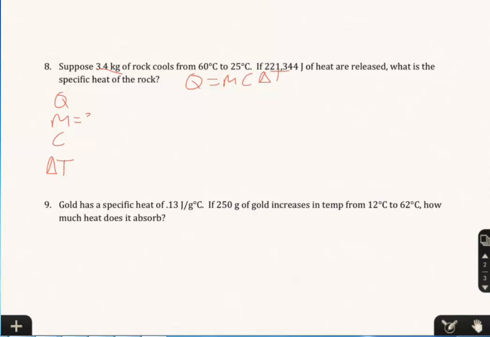So that's my mass. Remember, kilograms becomes grams. We move the decimal 3 places right. So this is 3,400 grams. Okay? Cools from 60 to 25. Final minus initial, 25 minus 60 is negative 35. If 221,344 joules of heat are released, that's telling you it lost 221,344 joules. That correlates with my change in temperature. If my change in temperature is negative, my heat needs to be negative because I'm losing heat.